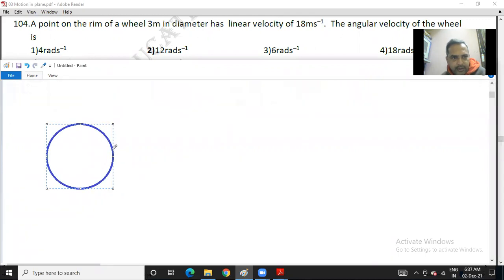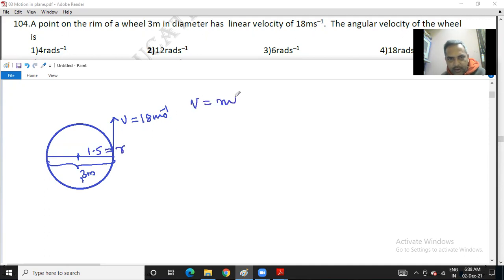So at any instant, let us say this is the instant, the linear velocity is v equal to 18 meters per second. What is the diameter given? The diameter is given as 3 meters. This is the center, but we require half of the diameter only, that is 1.5. So it is r. We have the formula v equal to r omega.